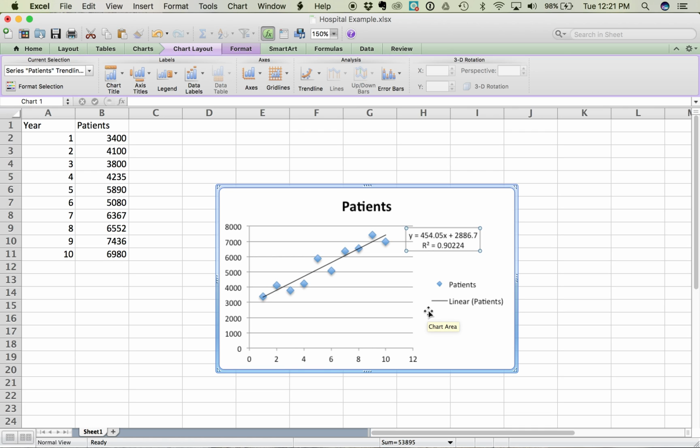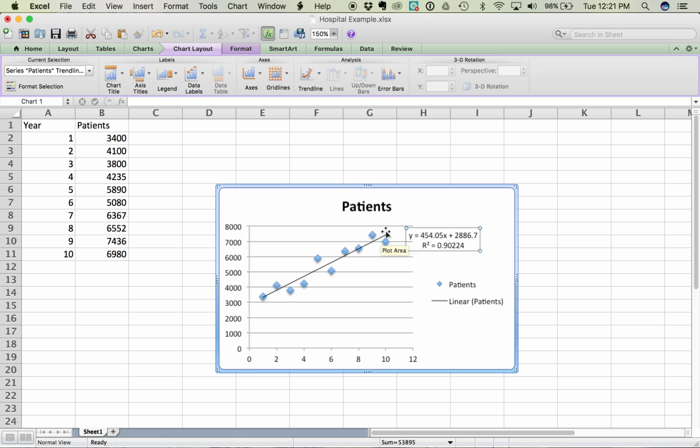R squared is called the coefficient of determination. It tells us the amount of variation in one variable that explains the variation in another variable. So in this case, we're using time to explain the number of patients at our hospital. About 90% of the change in the number of patients can be explained by the change in time. We see a nice linear trend here.